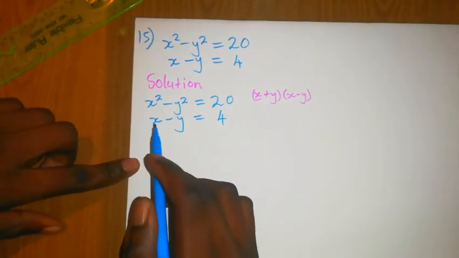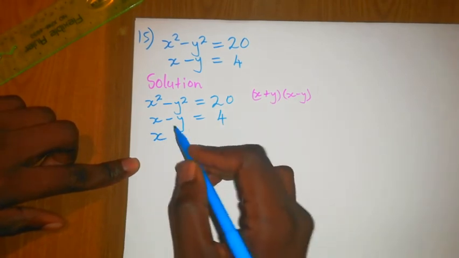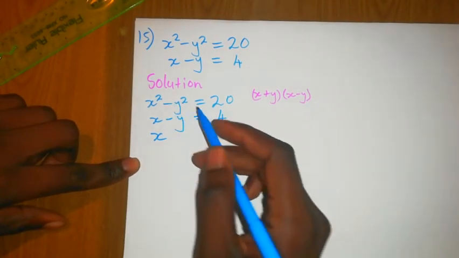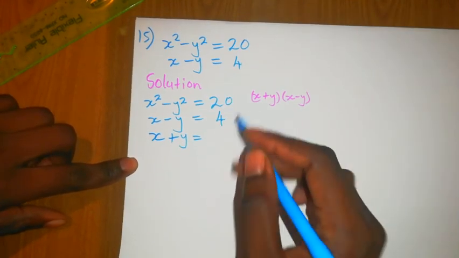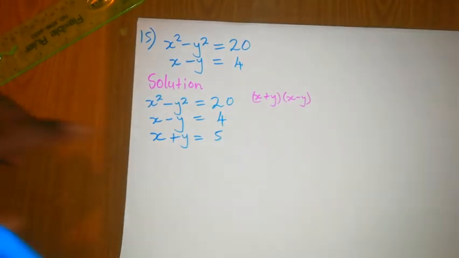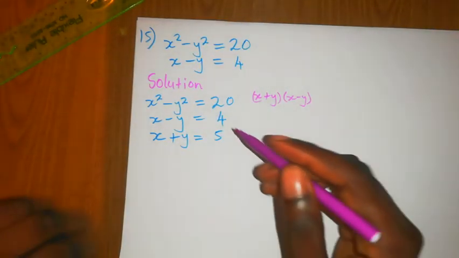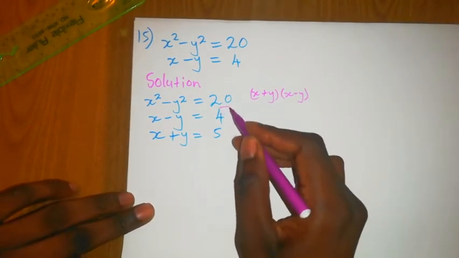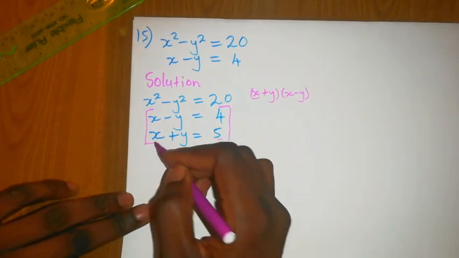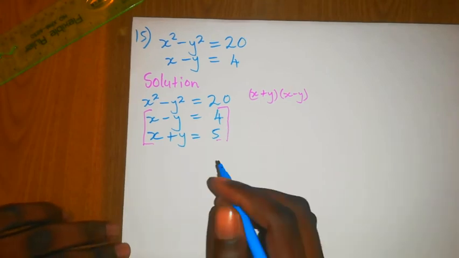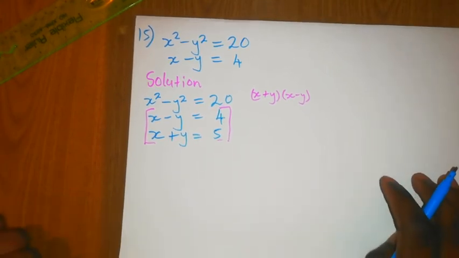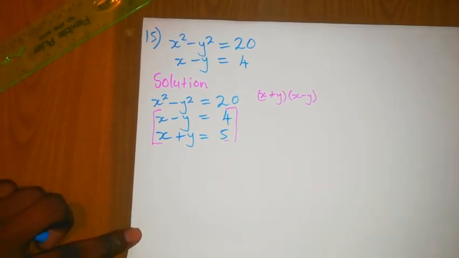We're going to divide x into x squared, that's an x. Negative y into negative y squared, that's a positive y, is equal to 4 into 20, that's a 5. So here are our proper simultaneous equations. We now have them. As I said, they will already have eliminated themselves.